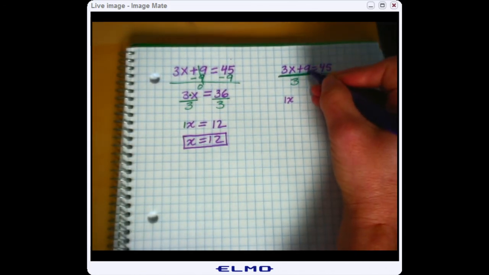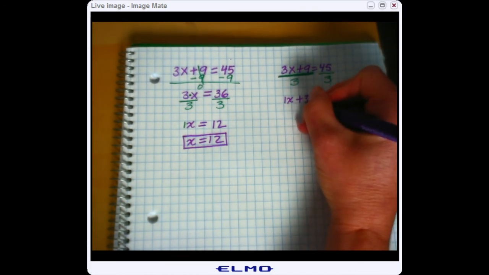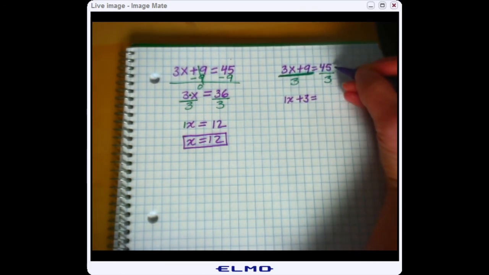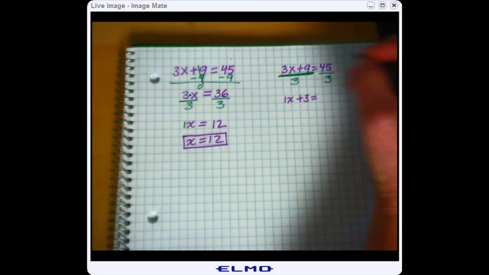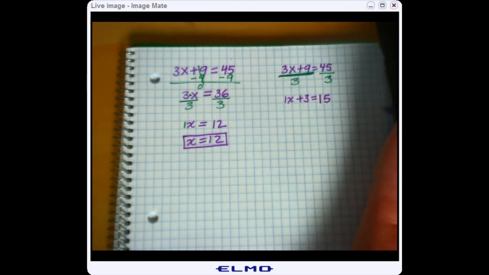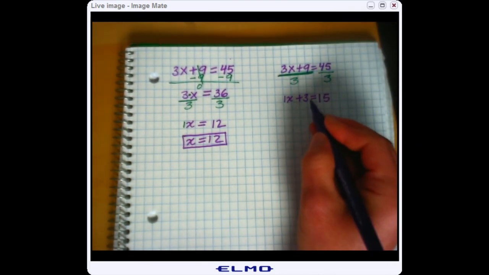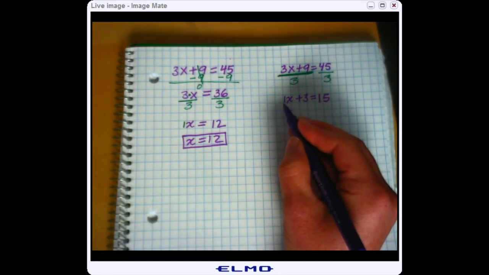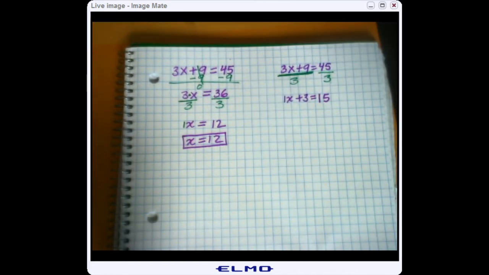And then I have 9 divided by 3 gives me 3. And then on this side I have 45 divided by 3. And that is going to give me, 3 goes into 4 once, leaves me with 15. It's going to give me 15. And so now I just have to cancel out this 3, because remember this 1, I don't really need to show it. I could just show it as an x.